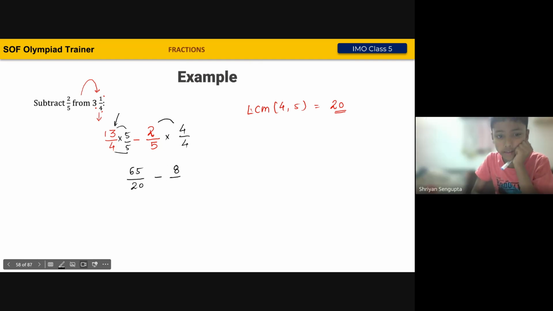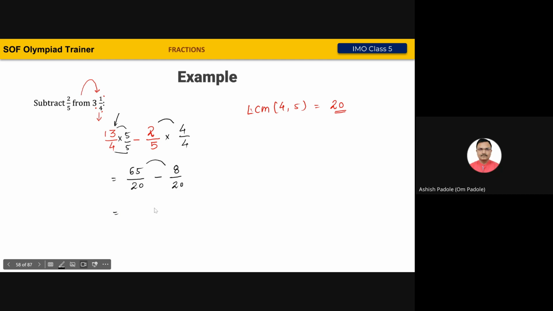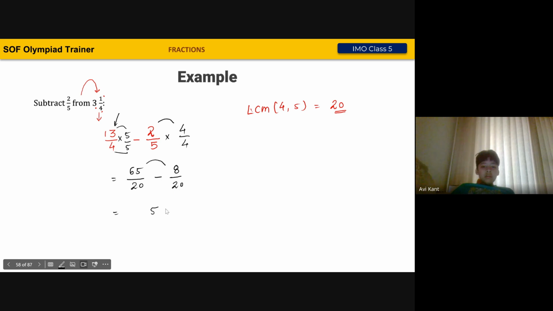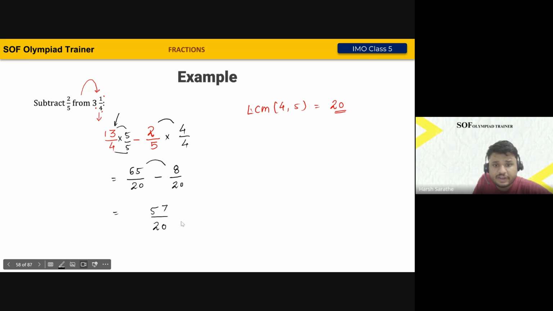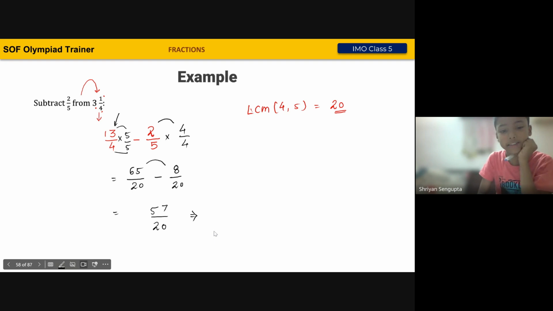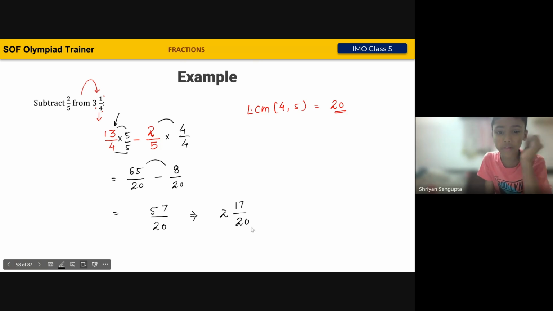Very good. And when you take 8 from 65, what will you get? 57. So 57 by 20. Very good. And this is an improper fraction, so we will convert it back to a mixed fraction. 20 twos are 40, 20 threes are 60, and 7 is left. So 2 and 17 by 20. Very good.